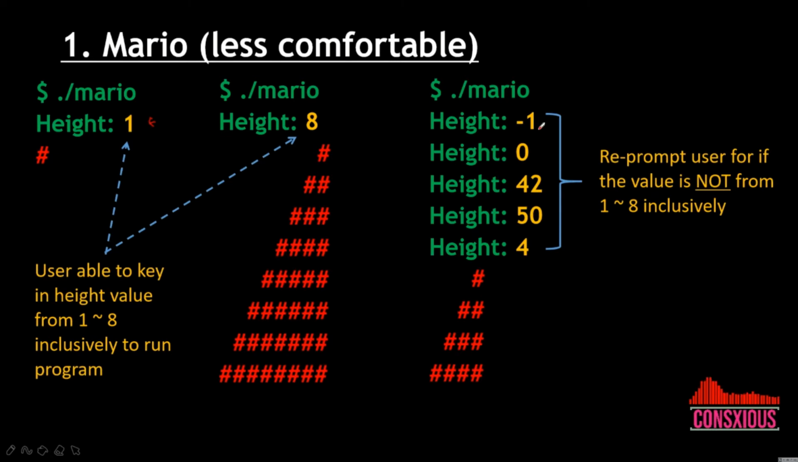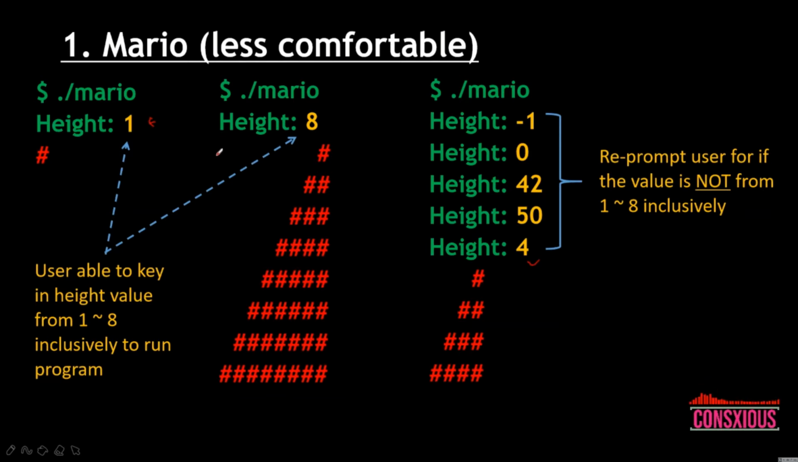If you type in a value outside the 1 to 8 range, what will happen? The program will reprompt the user if the value is not from 1 to 8. For example, you key in 1, reprompt; 0, reprompt; 42, reprompt; 50, reprompt. Only 4 is accepted, because 4 is a value between 1 and 8, so you print out something like that. So this is the structure.